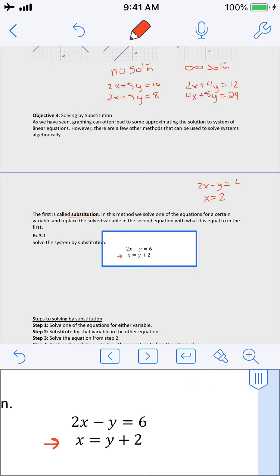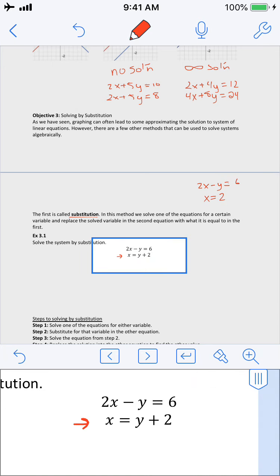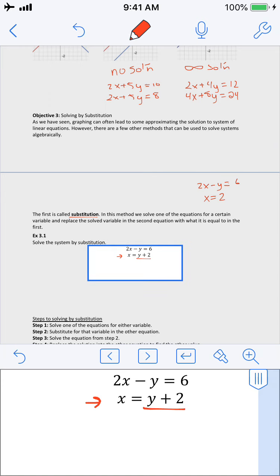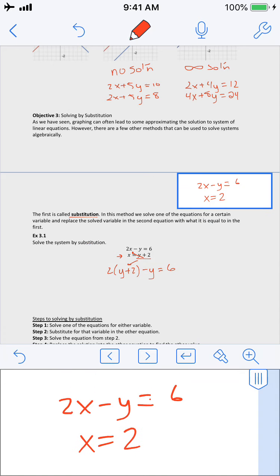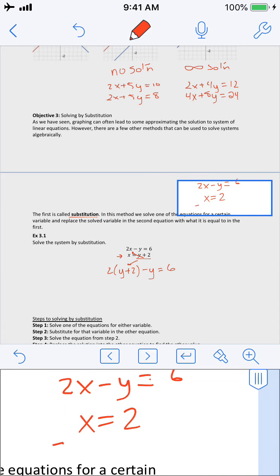Same exact idea, except instead of plugging in 2, I'm going to plug in y plus 2. I'm going to plug in this whole thing. And that really does not break any rules, because I know that x equals y plus 2, so why not just write y plus 2? This is the substitution step. I have taken this and I have plugged it in there, because that's what x equals. Just like if it was x equals 2, and I would plug it in like that.